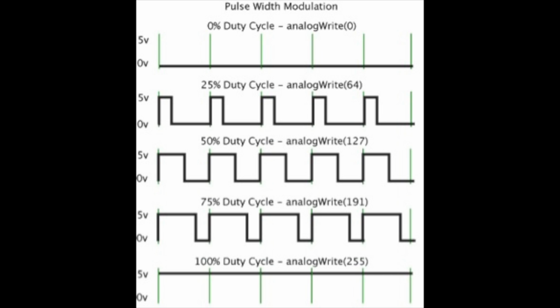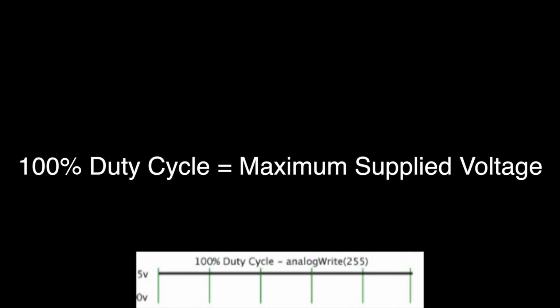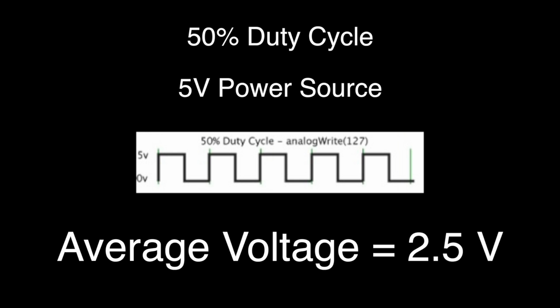A low duty cycle will result in a lower power because the duration the power is off is longer than it is on. Essentially, the duty cycle just changes the width of the pulse. So a duty cycle of 0% would yield an average voltage of 0, whereas a duty cycle of 100% would yield the maximum voltage supplied to the system. So a 50% duty cycle on a 5 volt system will result in an average voltage of 2.5.